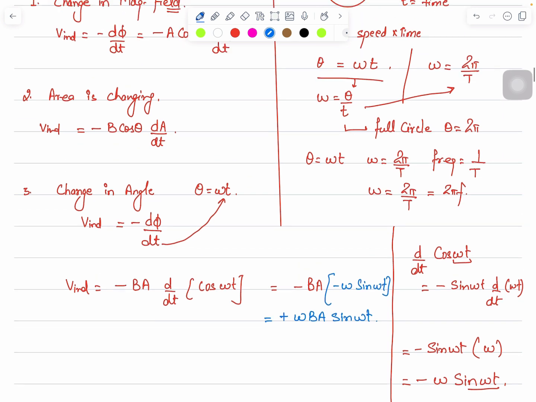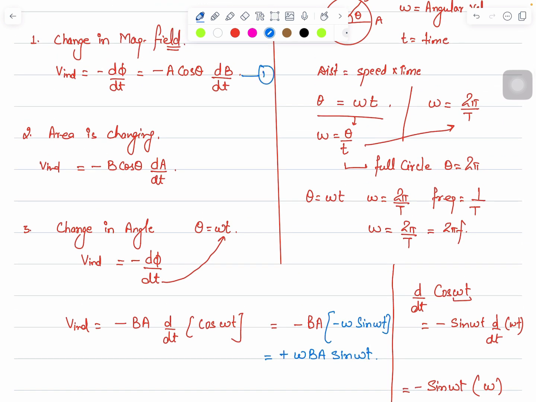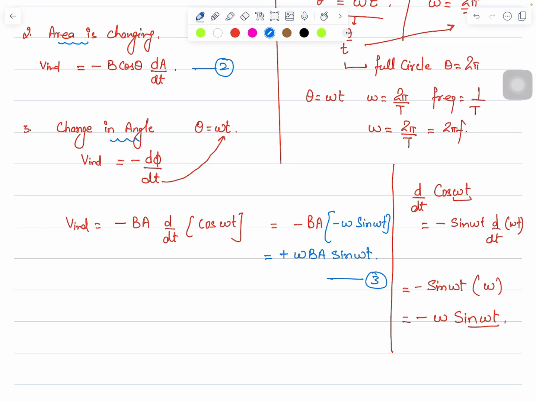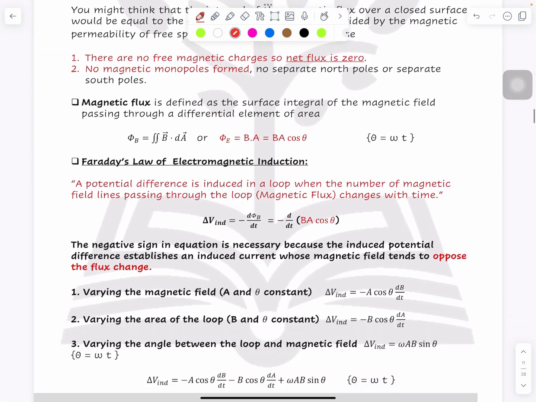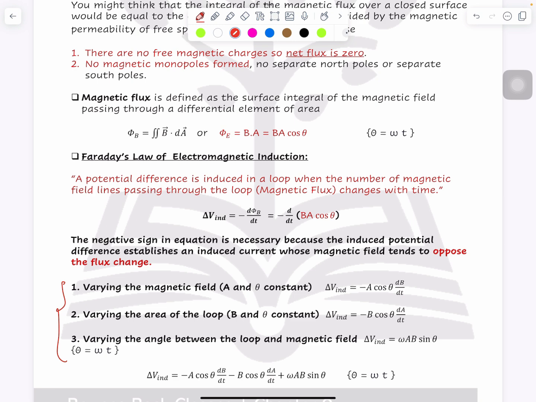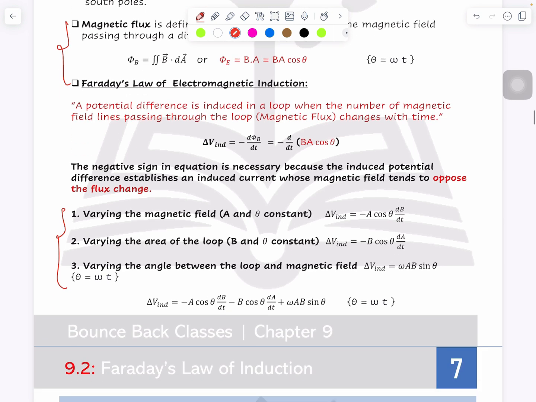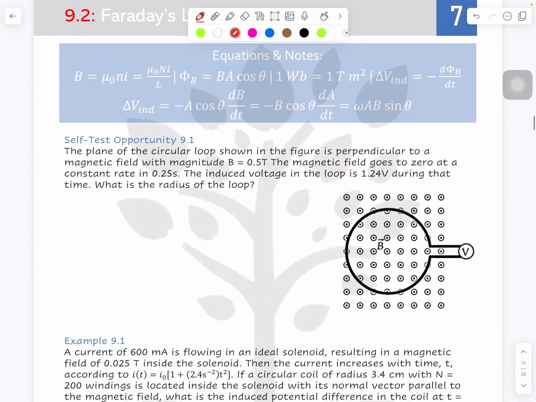Clear? You get all the three equations. First equation, second equation, and the third equation. On the basis of all these three equations, you can solve your numerical, and you just need to check which factor is changing. Either there is a change in magnetic field, or there is a change in area, or there is a change in angle. Fine. Okay, this I already covered with you, which is the important one for your understanding. Magnetic flux I already covered. Faraday's law I already covered. Okay, now we have the questions and you need to focus on them.